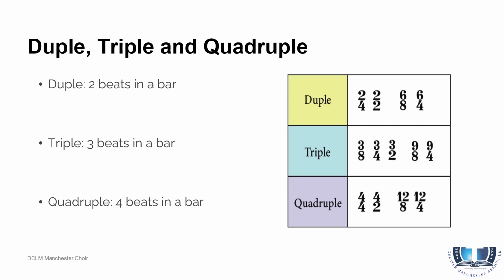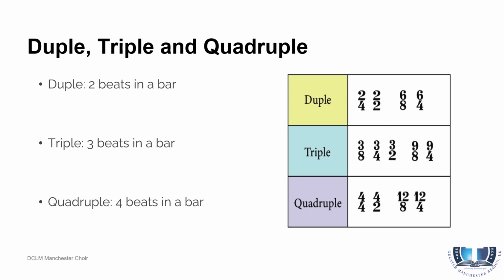Compound duple will be things like 6, 8, or 6, 4. Remember, we said the number at the top has to be divisible by 3. If you divide 6 by 3, you get 2. So for duple time, either you have a number at the top to be 2 or you have it to be 6. If it is 2, it is simple. If it is 6, it is a compound time.